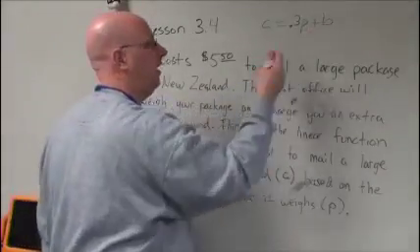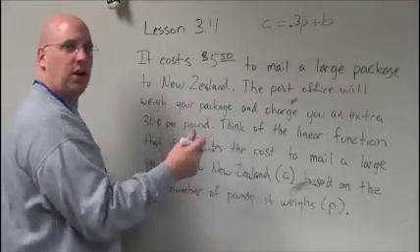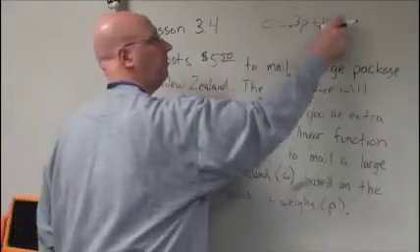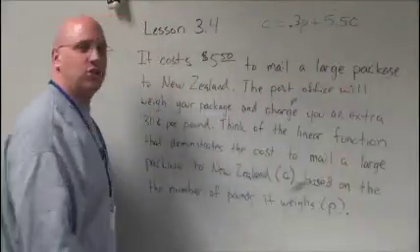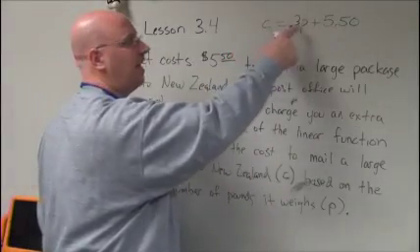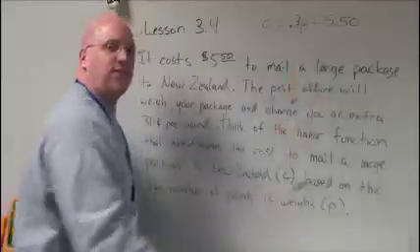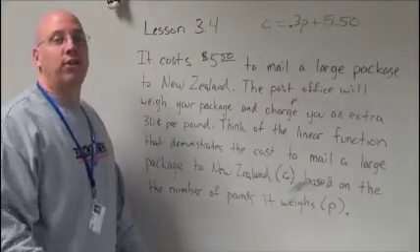And then what is the b? That's the initial value. That's how much you're going to be charged no matter what, right here. So that would be the equation. The cost would be equal to 30 cents times the weight plus the $5.50 charge. Now, can we pull out all the other questions?